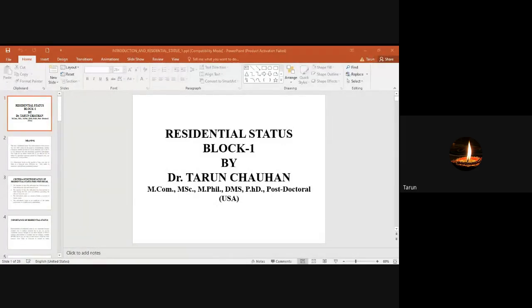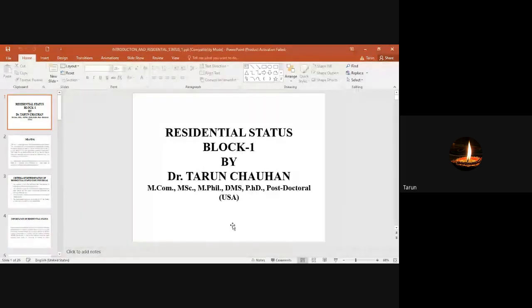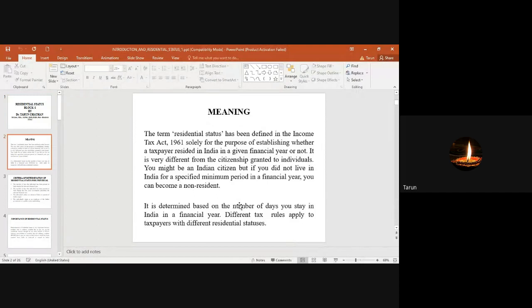All right. Today's session is residential status, which comes under Block 1. So let's begin today's session, starting from the meaning. What is the residential status, and how do we determine it? The residential status has been defined under the Income Tax Act 1961.